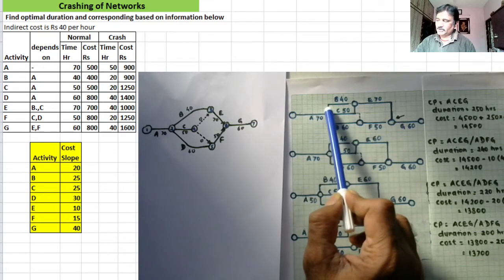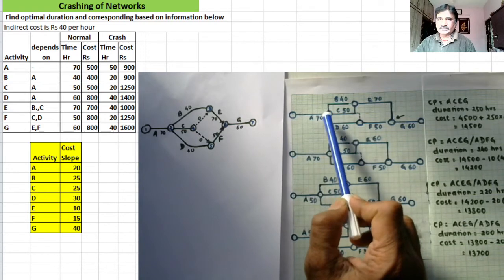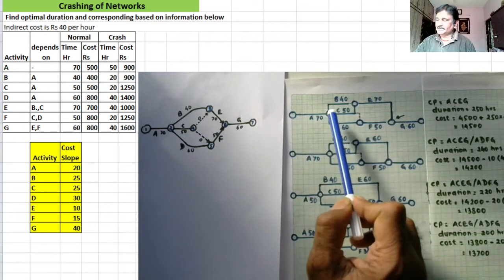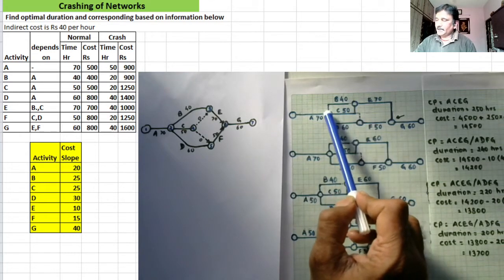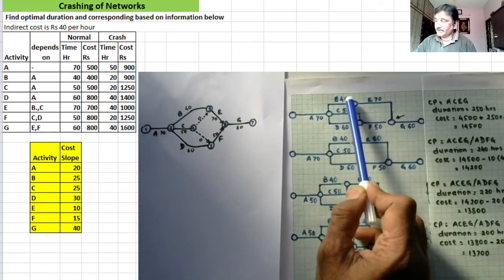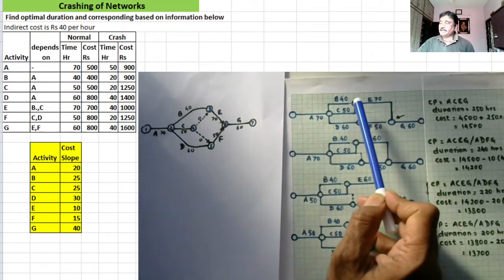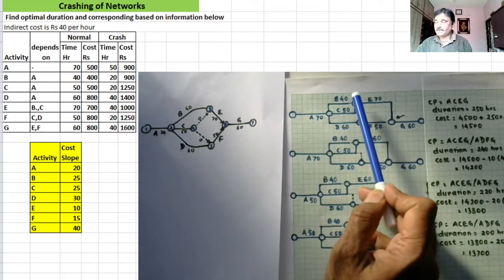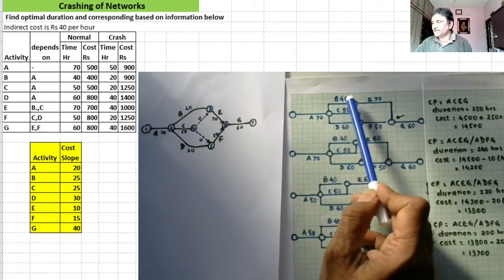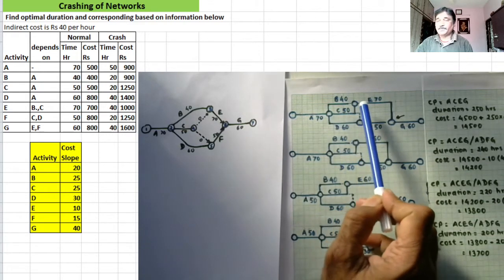Now on completion of activity A, I have activity B of 40 hours, activity C of 50 hours, and activity D of 60 hours. So I draw all of them. Activity B is 40 hours, but I don't draw the node immediately after completion of that 40 hours. I don't hurry to draw the node. I just keep that 40 hours open. Then activity C, 50 hours.